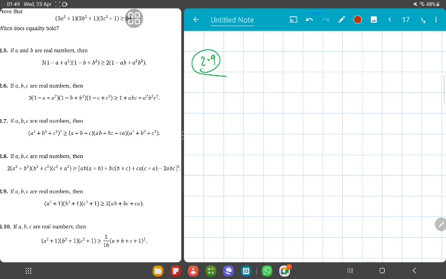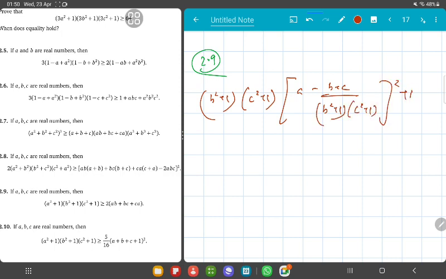Read the 2.9 please. What does it say? 2.9 also. For the 2.9 what we can do? See that we can write the inequality as (b square plus 1)(c square plus 1)(a minus b plus c)(b square plus 1)(c square plus 1) square plus a greater than 0. Okay, that we can write.